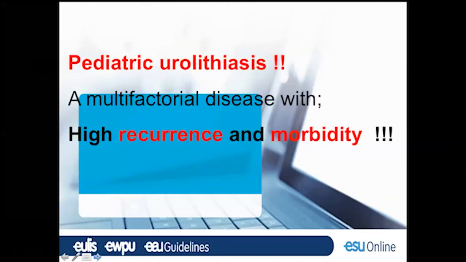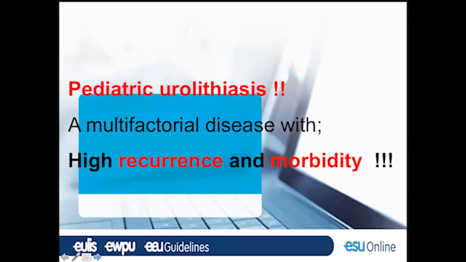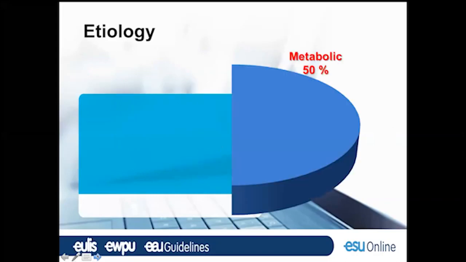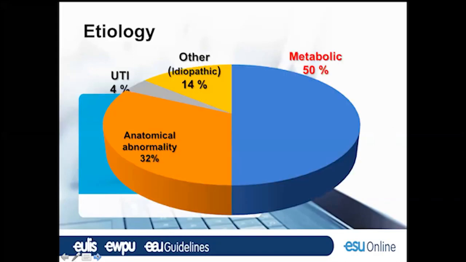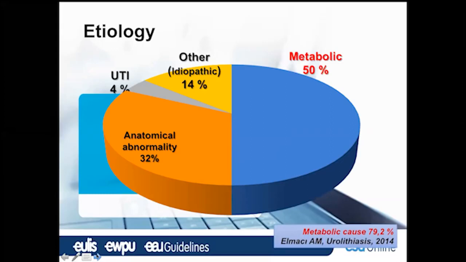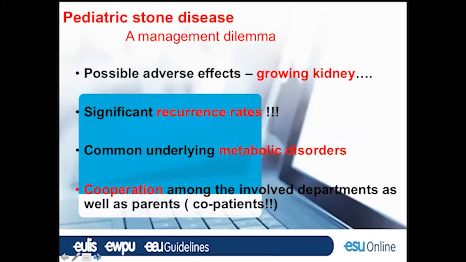Paediatric urolithiasis is a multifactorial disease with high recurrence and morbidity. We know it very well because the etiology is totally different from the adults. When we evaluate, here you see metabolic problems account for up to 50% of the cases, which is really responsible for the higher recurrence rates. It's a problem for us because of the repeated procedures to be done in a particular subset of the kids. It's a management dilemma because there are some certain concerns around us.